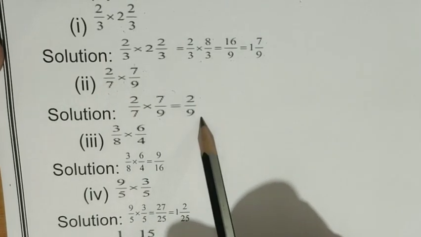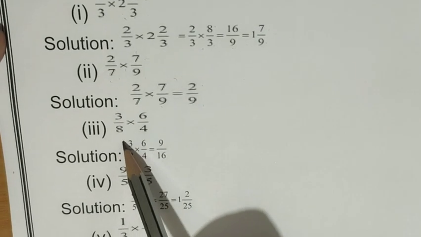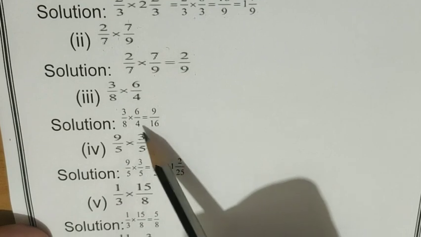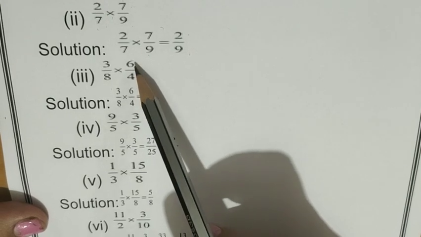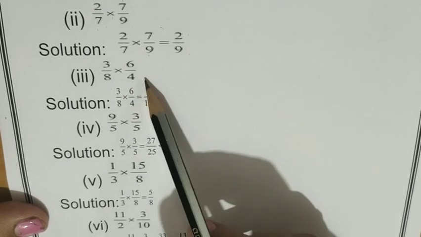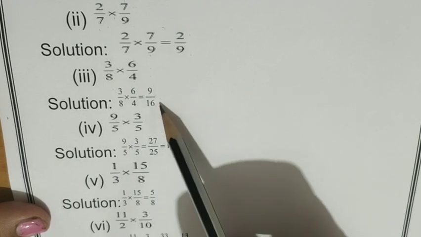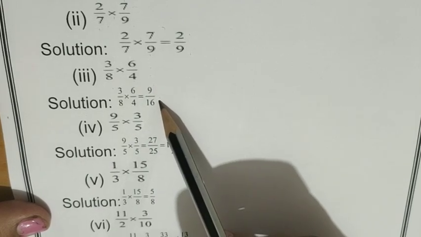So the final answer is 2 by 9. Next, 3 by 8 into 6 by 4, it is equal to 9 by 16. Here also we can cancel with the 2. That is 3 and 2 we can use here. So any common term is there, you can use it, and the final answer will be 9 by 16.